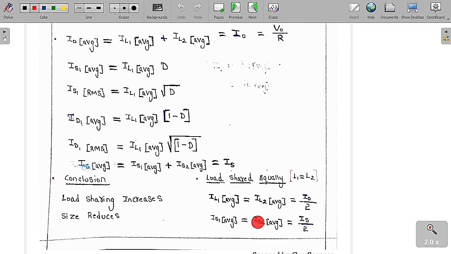Similarly, IS1 average is equal to IS2 average is equal to IS by 2. That is the meaning of this one. Whenever the load is shared equally and the two circuits are identical, it indicates that IL1 average is equal to IL2 average is equal to I naught by 2. Similarly, IS1 average is equal to IS2 average is equal to IS by 2.